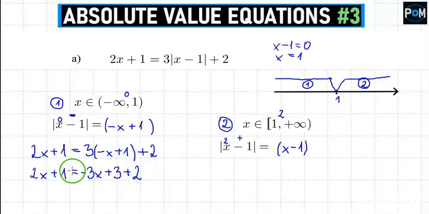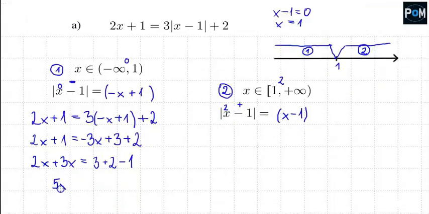I move x to one side and the numbers to the other side. So we're going to have 2x plus 3x. On the other side, we have 3 plus 2 and minus 1. After we've added these terms together, we'll have 5x equals 4. We divide everything by 5, and the outcome is that x is equal to 4/5.